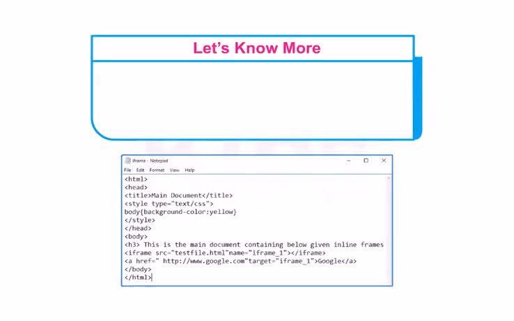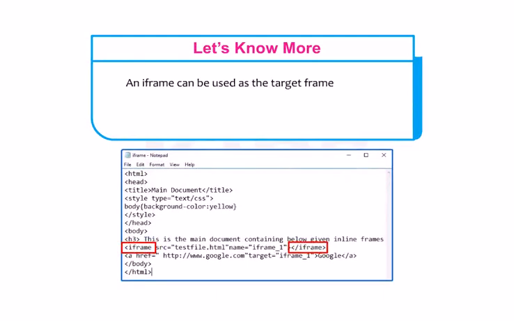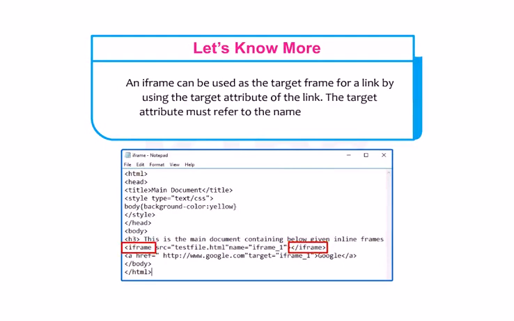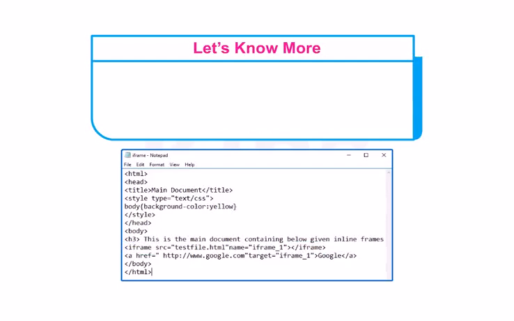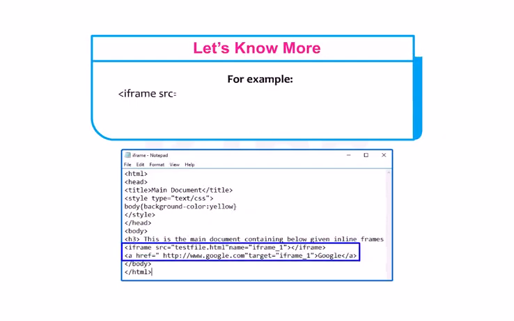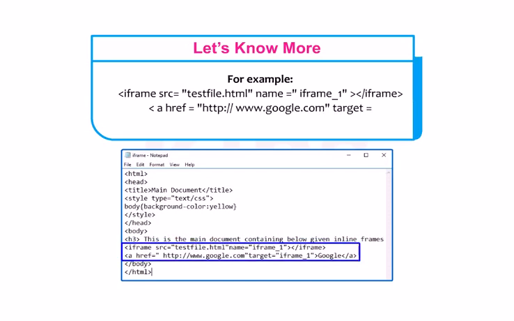Okay, let's know more. An iframe can be used as a target frame for a link by using the target attribute of the link. The target attribute must refer to the name attribute of the iframe. For example: <iframe src="test_file.html" name="iframe_1"></iframe> <a href="http://www.google.com" target="iframe_1">Google</a>.